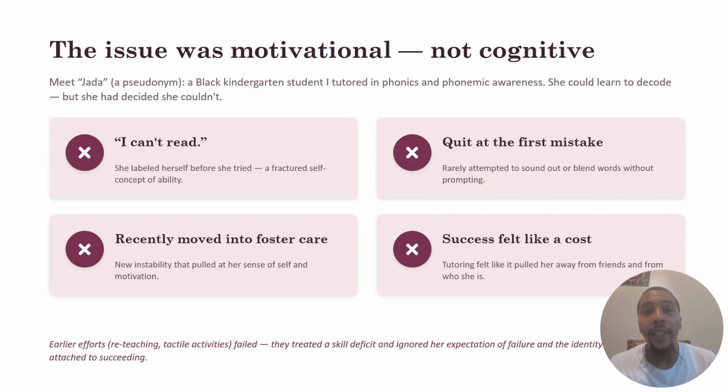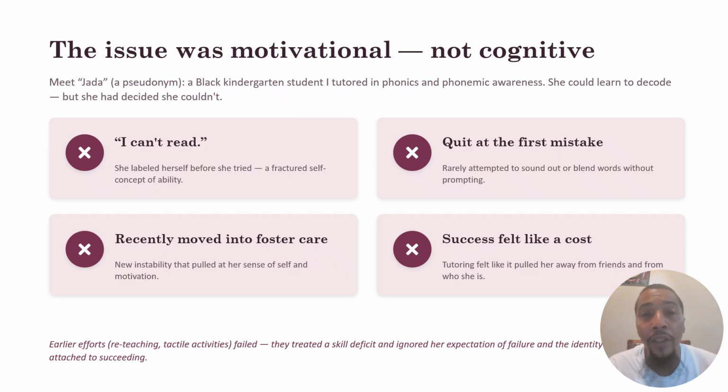Let me introduce the case. I'm going to call the student Jada. She's a Black kindergarten student I worked with as an after school reading tutor and mentor, developing her phonemic awareness and phonics, sounding out and blending simple words. Here's the key. Her problem was motivational, not cognitive. She called herself someone who can't read, and she rarely tried to sound out or blend a word without prompting. She quit at the very first mistake.